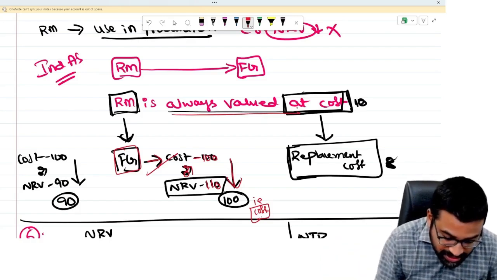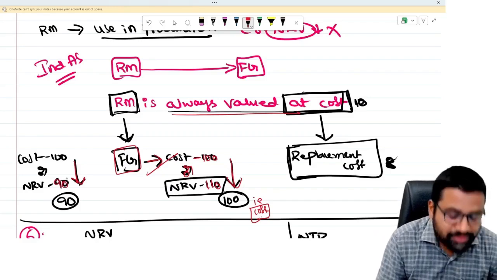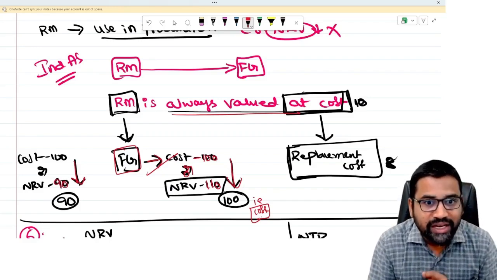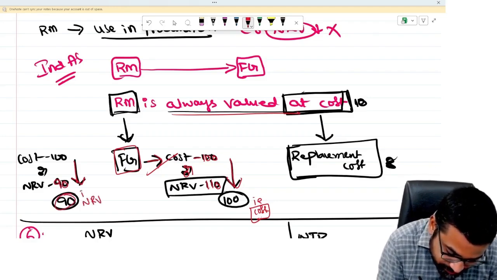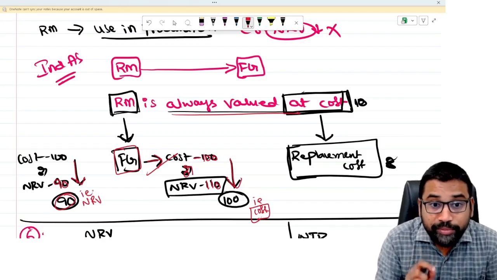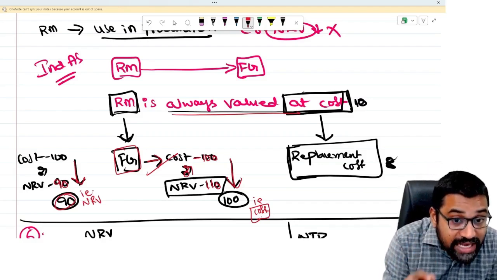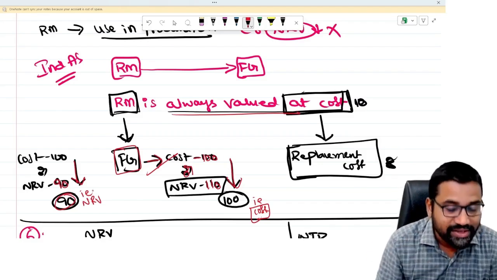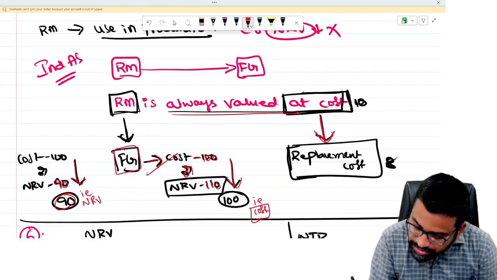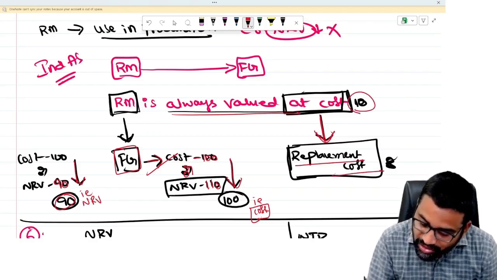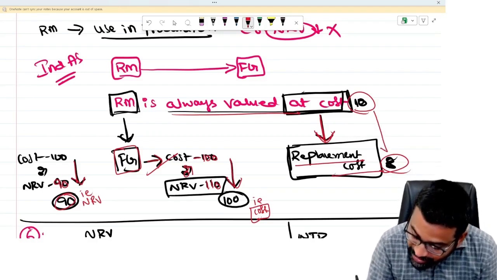But the moment you see finished good cost 100, NRV 90, that means you will value at 90, that means NRV. Now the moment the finished goods in which this raw material is used are valued below cost, that is NRV, then raw material should be brought from cost to replacement cost. Suppose the cost of each raw material is 10, now the replacement cost is 8 rupees. Now it should be valued at 8.